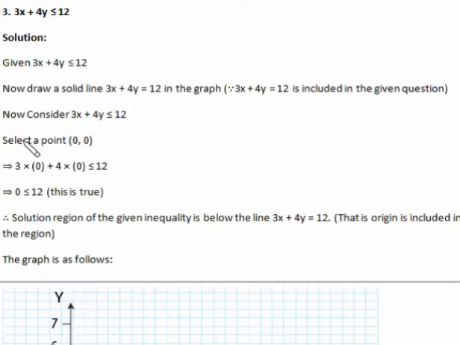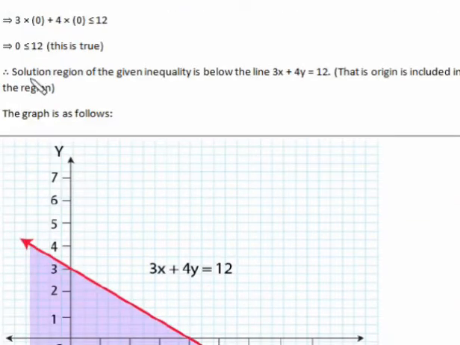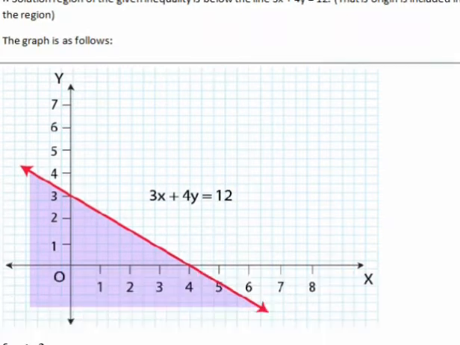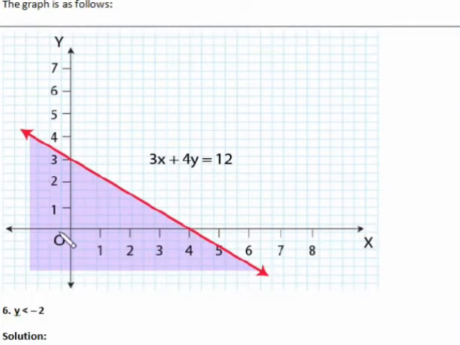What we observe here: 0 ≤ 12. Is it possible? Yes, so the shading is towards the origin. We shade the graph like that.